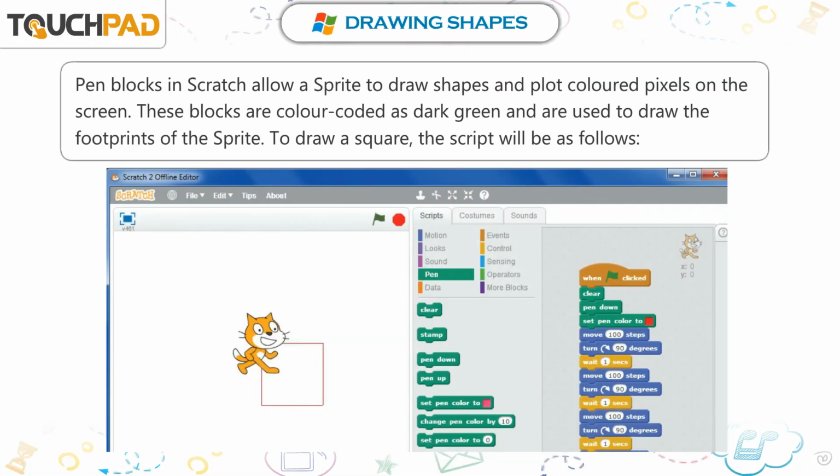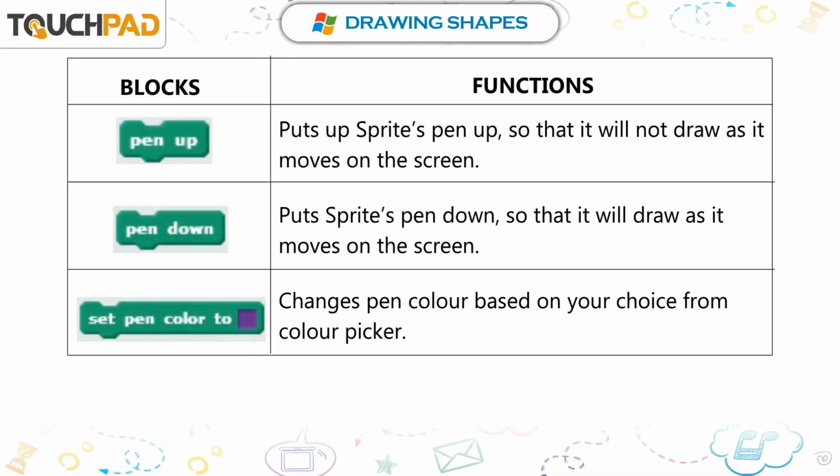Drawing shapes. Pen blocks in Scratch allow a sprite to draw shapes and plot colored pixels on the screen. These blocks are color-coded as dark green and are used to draw the footprints of the sprite. To draw a square, the script will be as follows. Blocks. Functions. Pen up. Puts up sprite's pen so that it will not draw as it moves on the screen. Pen down. Puts sprite's pen down so that it will draw as it moves on the screen.